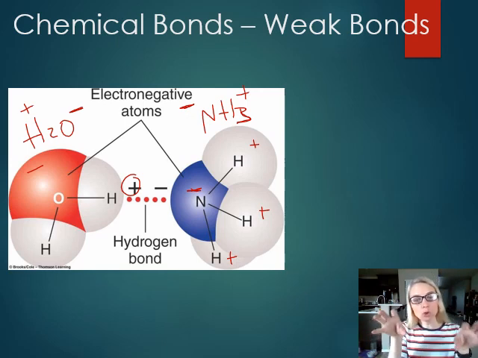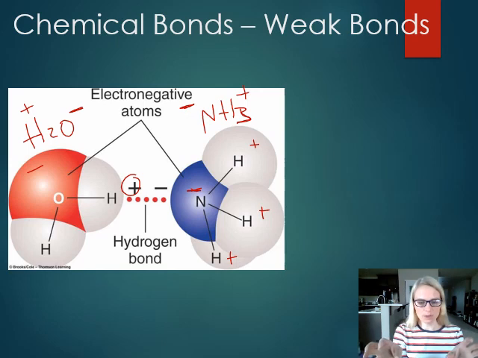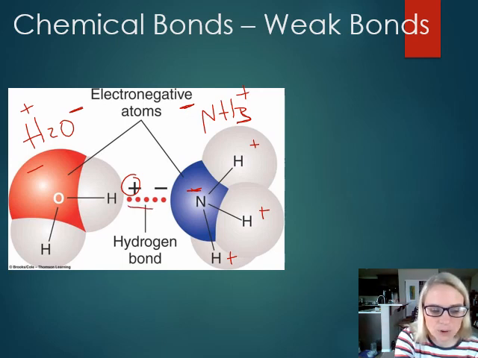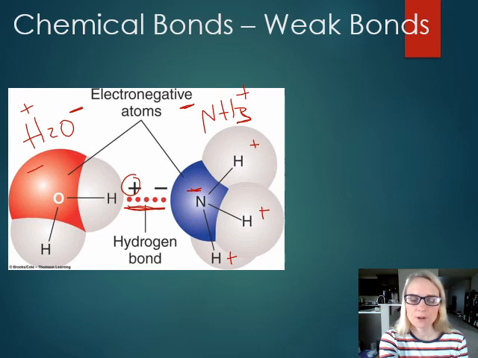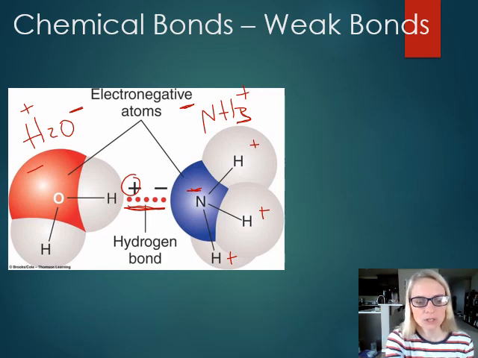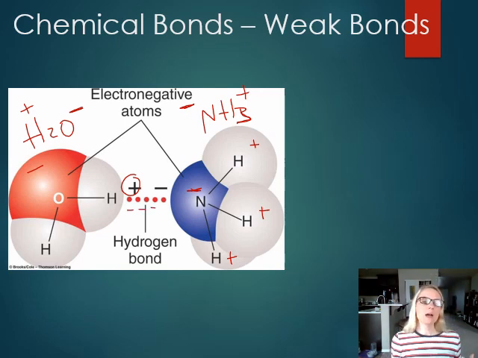So when you get two molecules that have this polarness to them, and you get the opposite charges of these partial positives and partial negatives, this is what makes the hydrogen bond. So the partial positive of the water molecule is being attracted to the partial negative of the ammonia molecule. And usually hydrogen bonds are shown by little dashes or dots, kind of like what we see here. Okay? So this is a hydrogen bond.